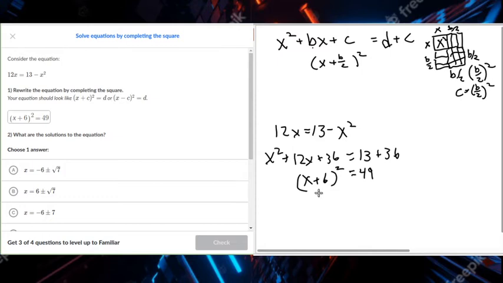So how are we going to solve? We're going to take the square root of both sides. Okay, and the square root of x plus 6 quantity squared is x plus 6. Actually positive or negative, but we also have a positive negative over here, so we don't have to do both. And 49 can either be positive or negative 7. So if I subtract 6 from both sides, I get x is equal to negative 6 plus or minus 7. And that is our answer right here.